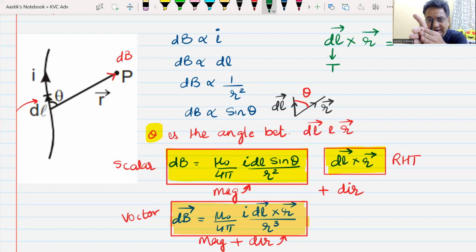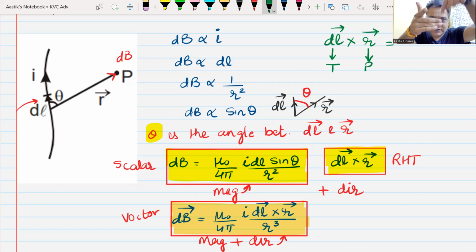The palm of your right hand should go in the direction of the point at which you are supposed to find the magnetic field. So your palm will go in the direction of R vector. This will go in the direction of DL or current. When you turn your fingers by 90 degrees, you cannot turn them that way, you can only turn them this way. These three vectors are perpendicular.